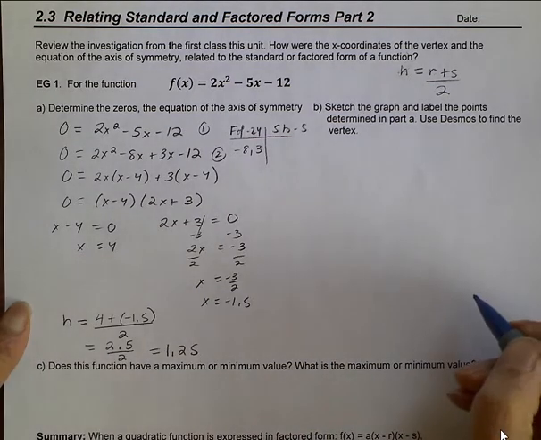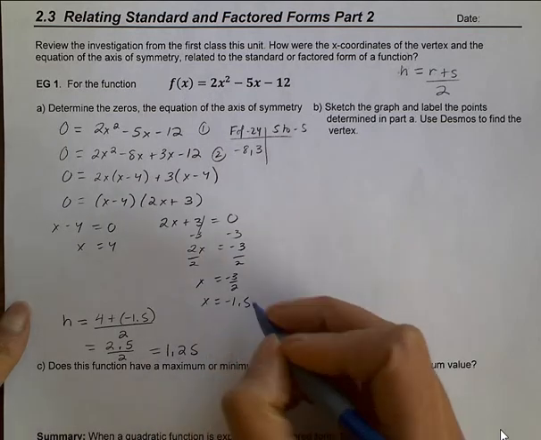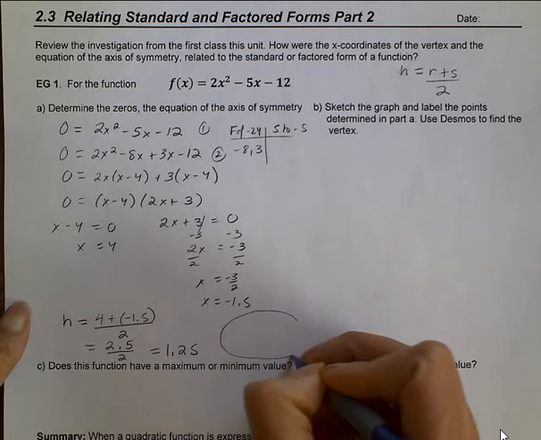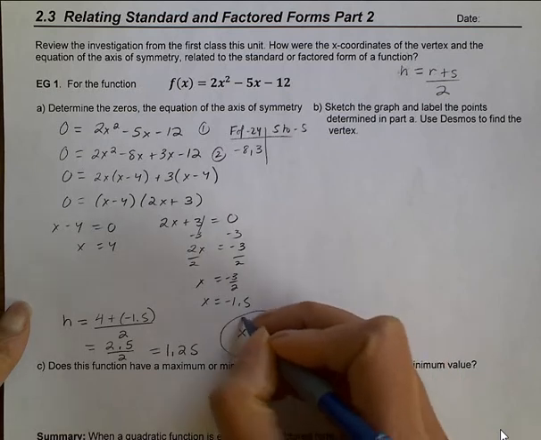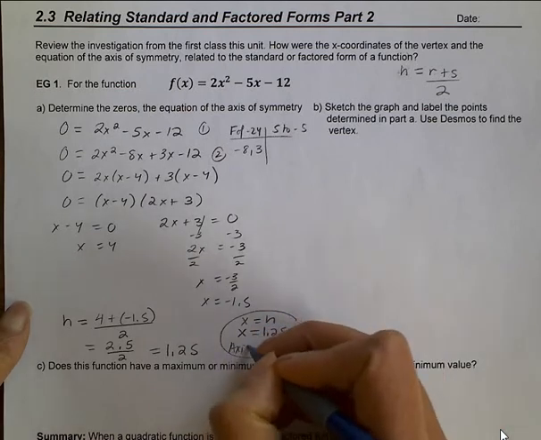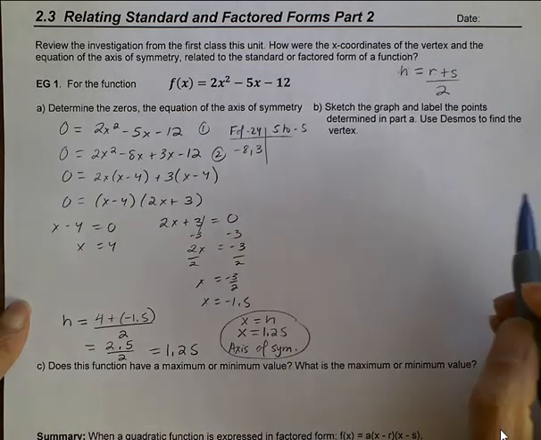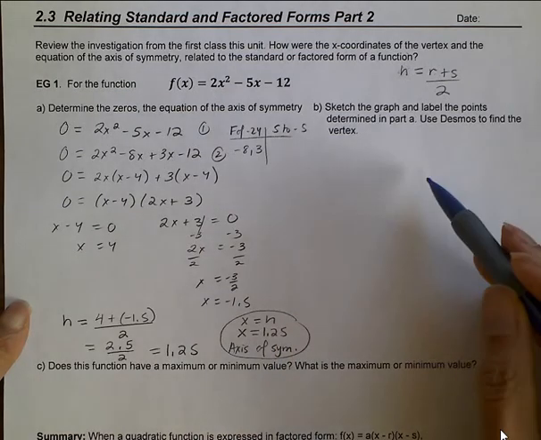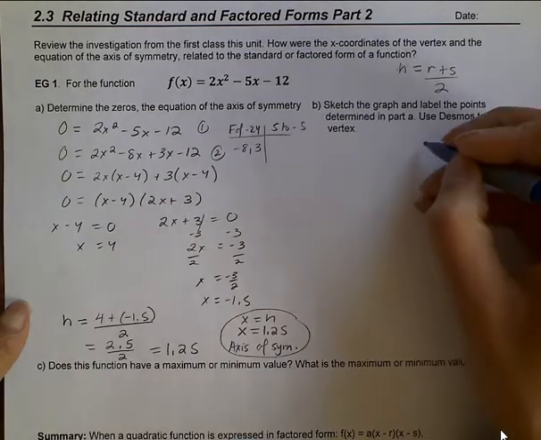All right, so next what we want to do, oh sorry, I want to do one more thing here. So my equation, the axis of symmetry, is x equals 1.25 because it's in the form of x equals h. So this is my axis of symmetry. That's its equation. So the next part says to sketch the graph and label the points determined in A. Use Desmos to find the vertex.